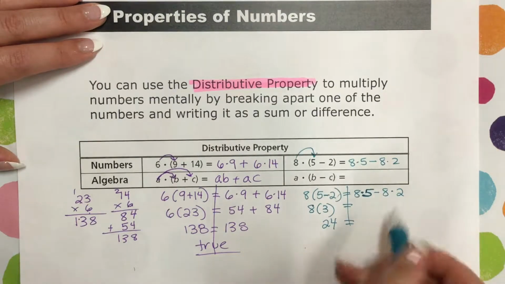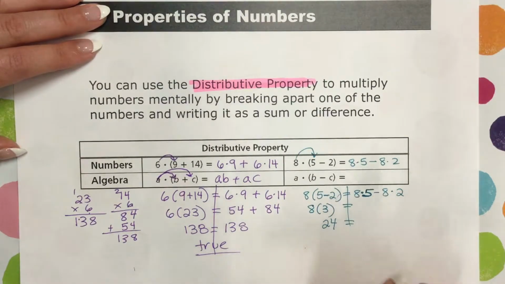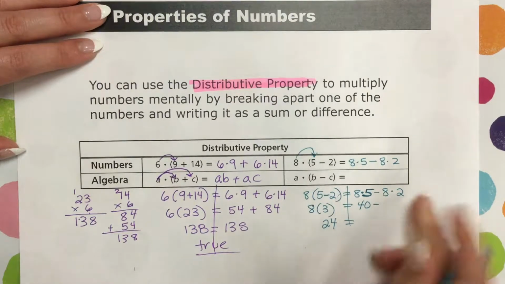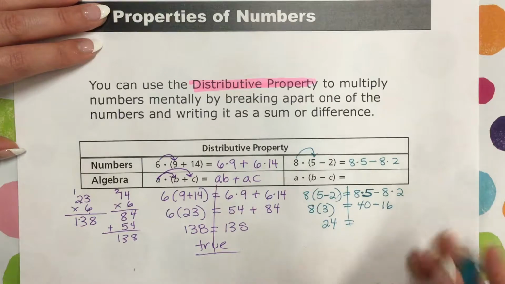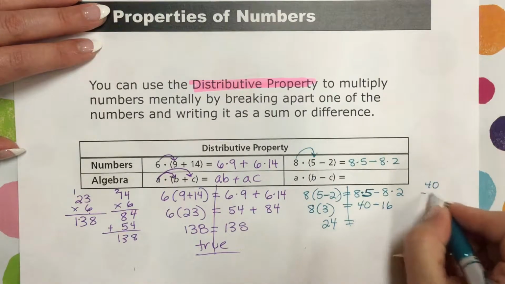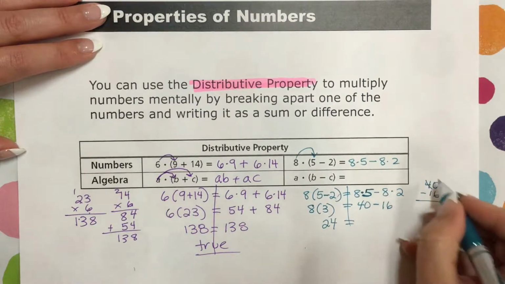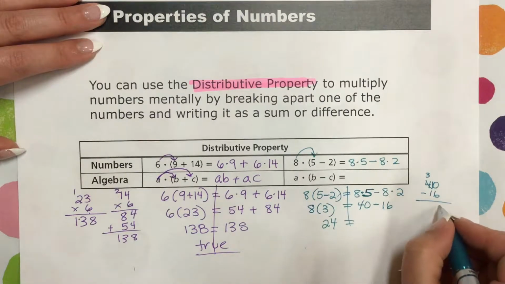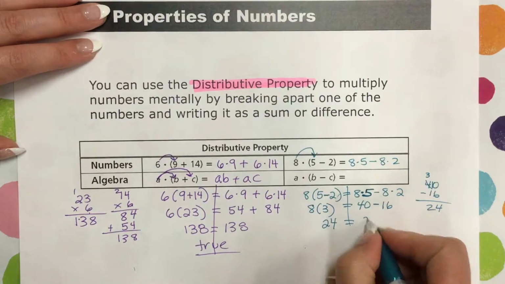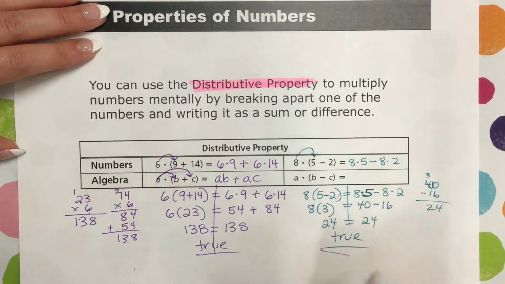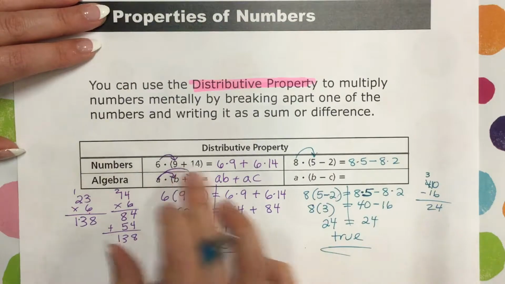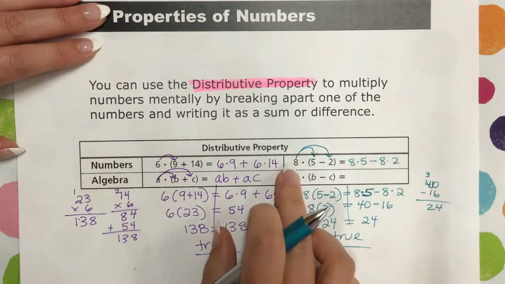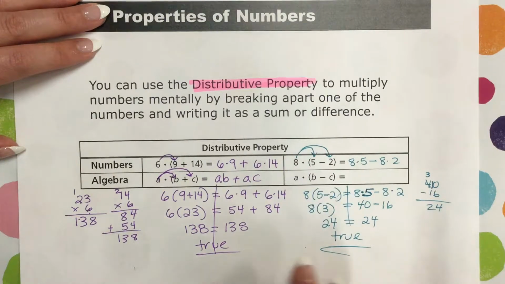Okay, so order of operations says we need to do the multiplication before the subtraction. So 8 times 5 is 40 minus 8 times 2, which is 16. And if we go 40 minus 16, we have to borrow. Make that a 3. That's going to be 10 minus 6, which is 4. And then 3 minus 1 is 2. So 24, yes, it is the same thing. So it works with either addition in the parentheses or subtraction. You just distribute that 8 to both things. Distribute to the 5, distribute to the 2, and it ends up equaling.